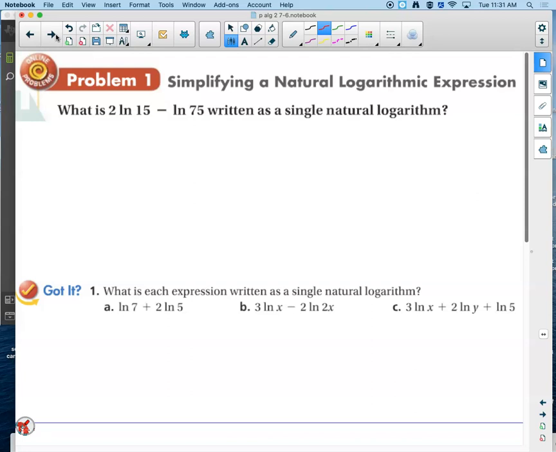So the first thing I do is I notice this 2 that's in front as multiplication. And I remember, oh, you're not supposed to multiply logs. That came from a power. That has to go back up here because the 2 is only in front of that term. So it's going to be the natural log of 15 squared minus natural log of 75. Do we know what 15 squared is? Easton?